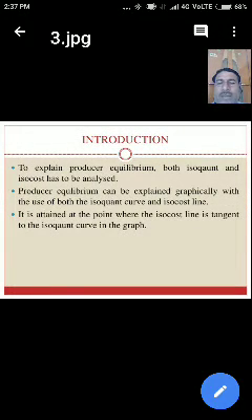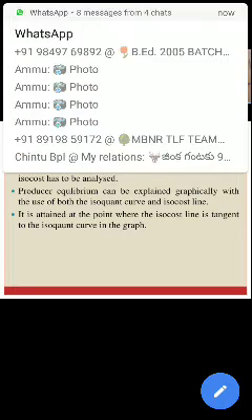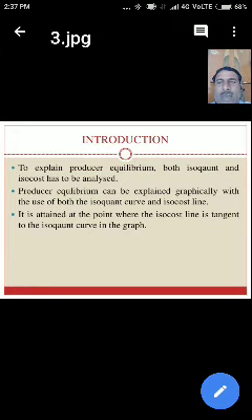Here is another slide. To explain producer equilibrium, both the isoquant and the isocost have to be analyzed. For the sake of explaining the producer equilibrium, we have to understand both lines: one is the isoquant, or equal product curve, and the other is the isocost line.